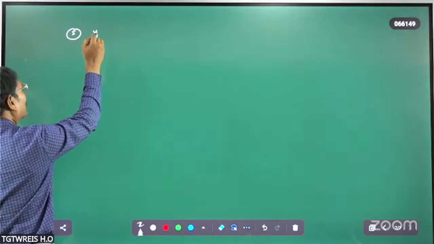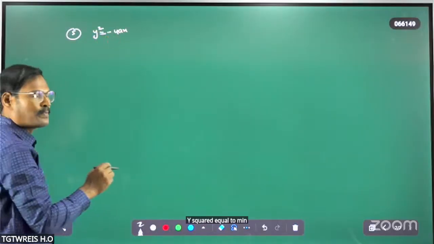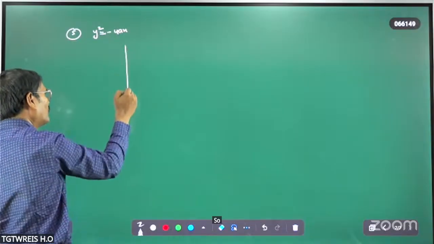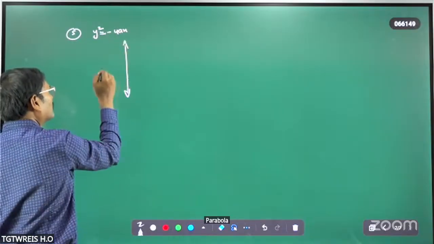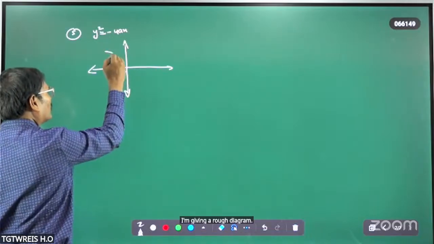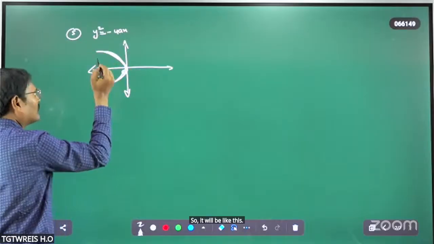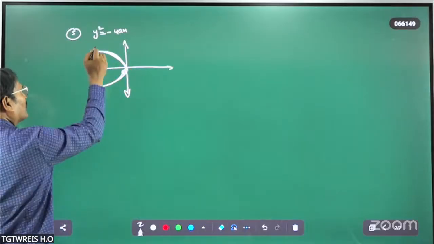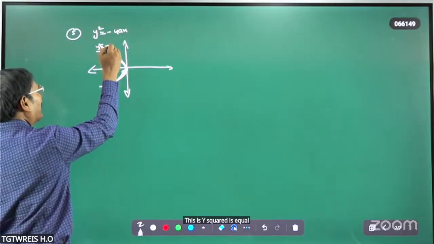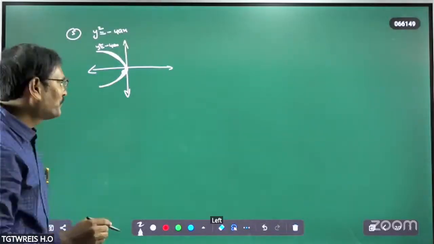Fifth one, y square equal to minus 4ax. So this is also a parabola. I am giving a rough diagram. So it will be like this. This is y square is equal to minus 4ax. Leftward parabola.